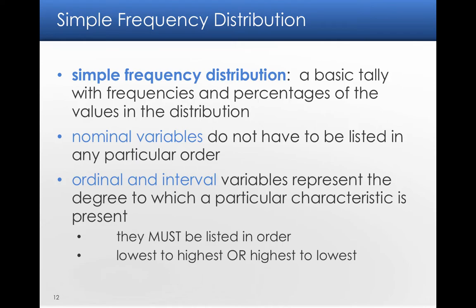When we use nominal level variables, we don't have to list them in any particular order. So remember, an example of a nominal level variable would be sex, male and female. You could list it male, female, you could list it female, male, okay? If we're using ordinal or interval level variables, right, these are ordered. So you have to put the list in order. You could start with the lowest to go to the highest, or start with the highest and go to the lowest.